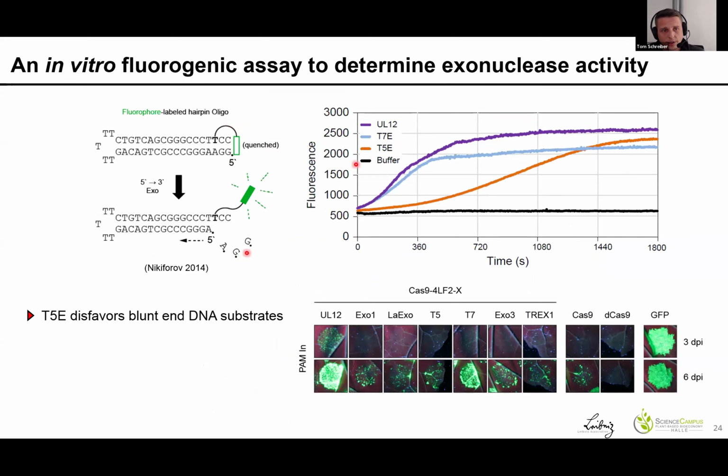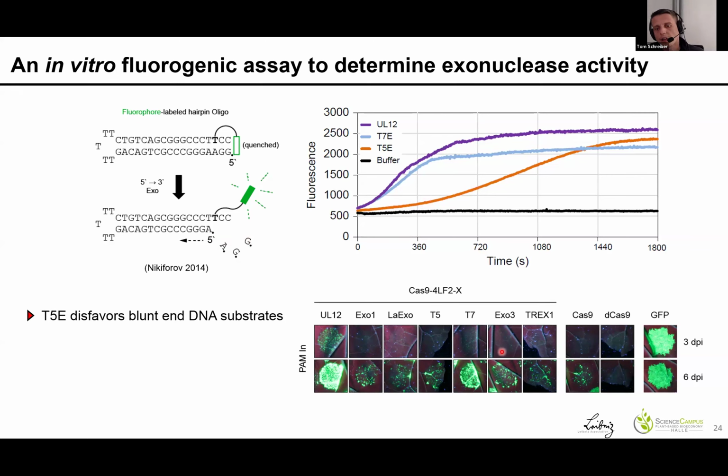We put in an in vitro assay, which was published before here. To cut a long story short, if these exonucleases are resecting the substrate, you have an increase of fluorescence, which you can measure over time. And we can see that T7 exonuclease and UL12 are really fast in digestion or resecting this substrate here. You have a fast increase of fluorescence, whereas T5 exonuclease takes a longer time to degrade this substrate.